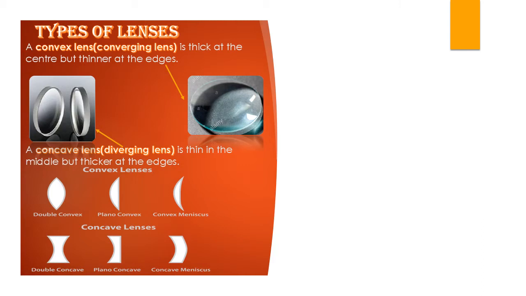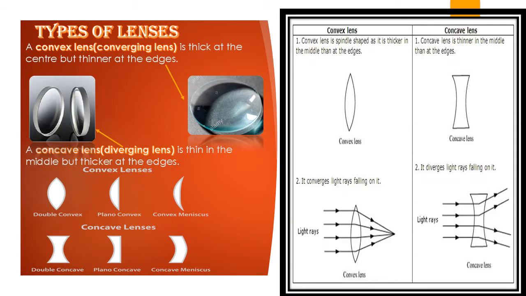So children, what is the main difference between a convex lens and a concave lens? When you touch the surface of a convex lens, you can see that it is thicker at the center, in the middle part, whereas it is thinner at the edges. Whereas a concave lens is thin in the middle but thicker at the edges. And what else? Convex lenses have the ability to converge the light rays. So the parallel light rays, when they fall on a convex lens, are converged to a point after refraction. So that is why convex lenses are called converging lenses. Whereas a concave lens diverges the light rays that fall on it and hence is called a diverging lens.